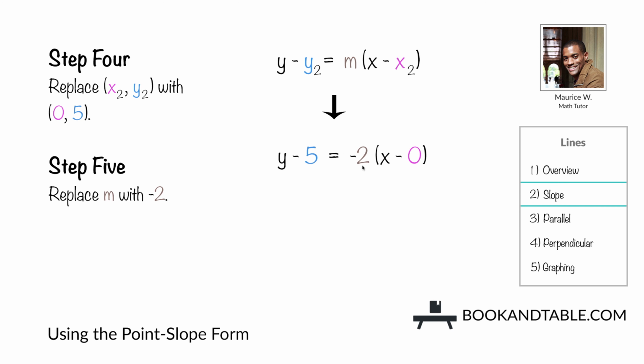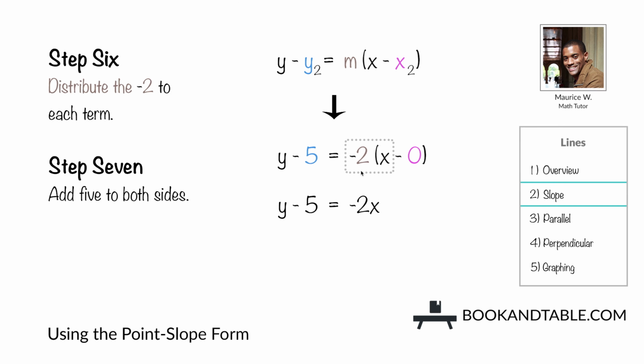And then we plug in negative 2 for slope for our m. And now step 6, we distribute the negative 2 to each term. Negative 2 times 0 is just 0. So we just need to distribute the negative 2 to the x. So we wind up with y minus 5 is equal to negative 2x.